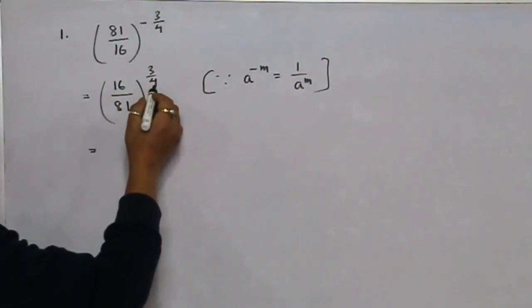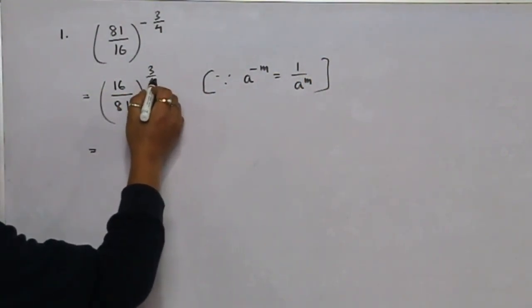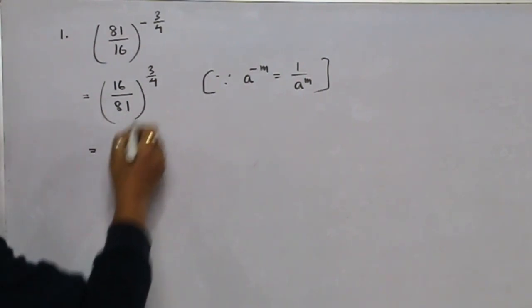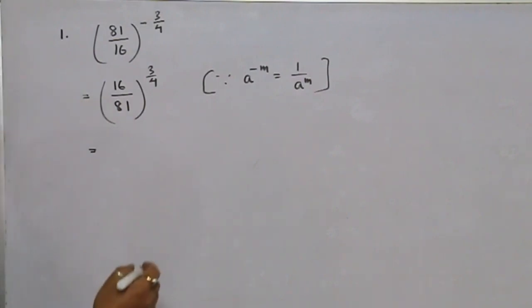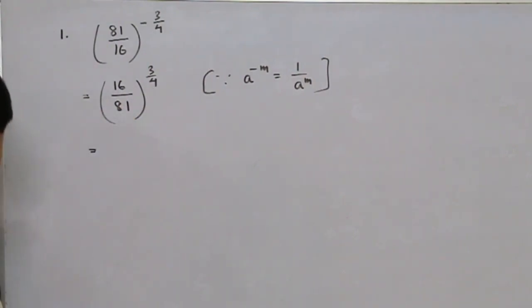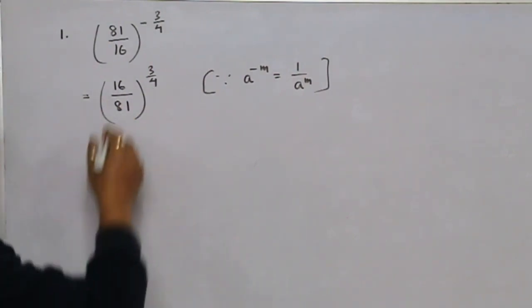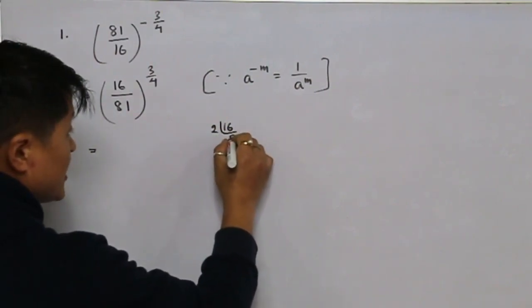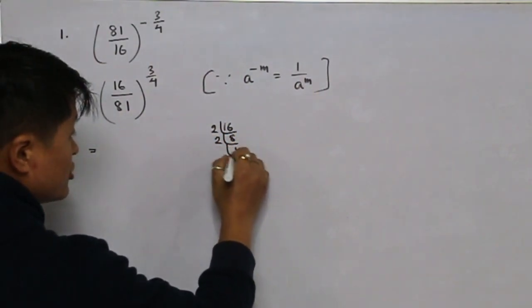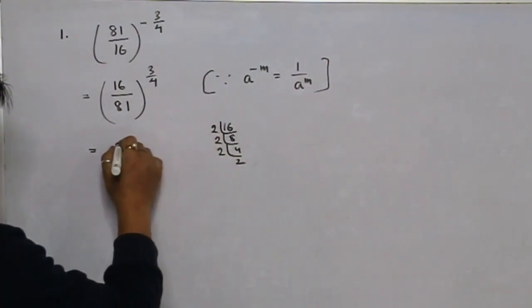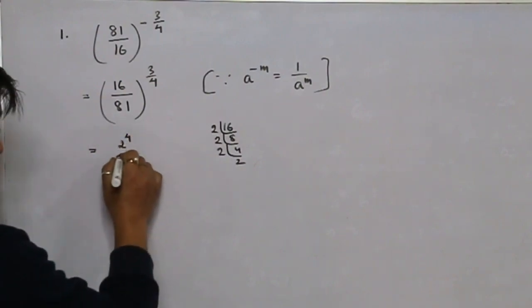Here you can see that the power has denominator 4. Whenever you have a denominator in the power, at that time you have to check your base. The base always has a power similar to the denominator, as per your class level. So 16 will be how much? 16 can be written as 2, 8, 2, 4, 2, 2. So 16: 1, 2, 3, 4. 2 to the power 4 is 16.